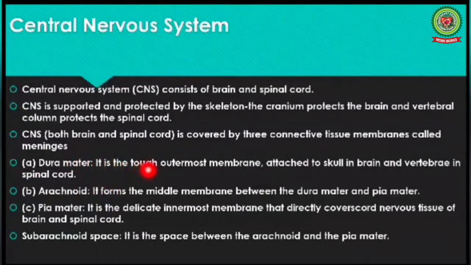Dura mater is the tough outermost membrane attached to the skull in brain and vertebrae in spinal cord. Arachnoid forms the middle membrane between dura mater and pia mater. And pia mater is a delicate innermost membrane that directly covers nervous system of brain and spinal cord. Then subarachnoid space is present. It is a space between arachnoid and pia mater.